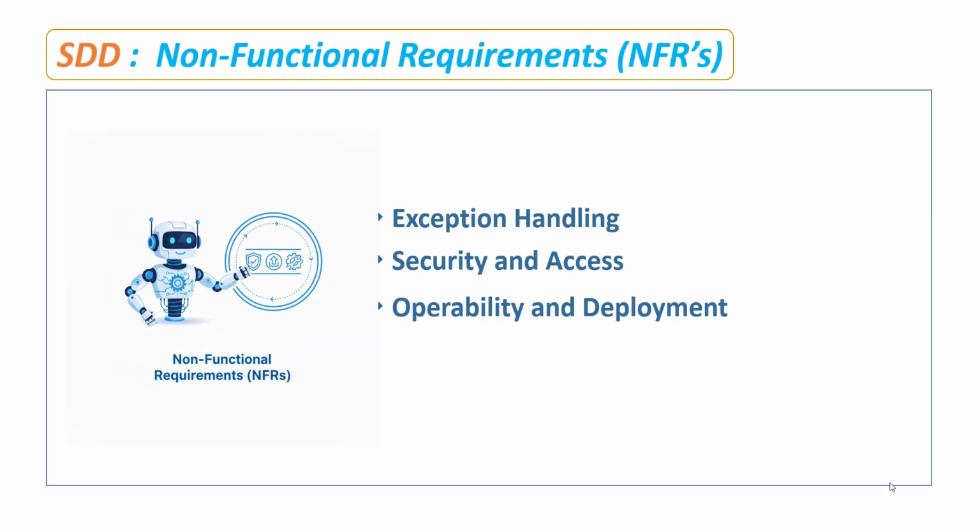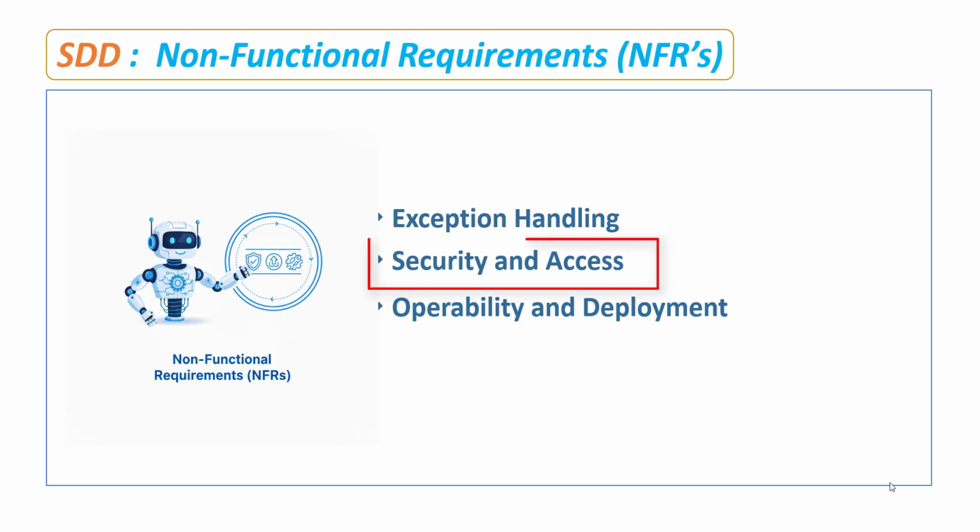Coming to the next core section, that is non-functional requirements, that is we will call it as NFR. Under this section, we are having exception handling, security and access, and finally we are having operability and deployment. Exception handling is a comprehensive plan for managing all expected and unexpected exceptions, such as both business and application related exceptions. This exception handling includes the exception type, description, the robot response to that exception, that we'll have in detail under the exception section.